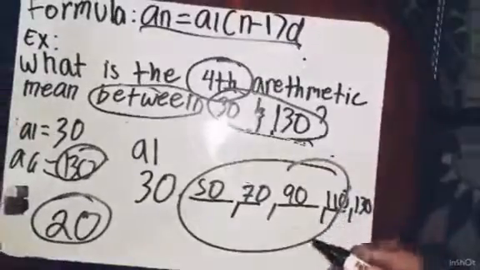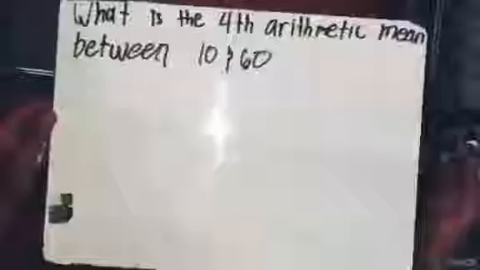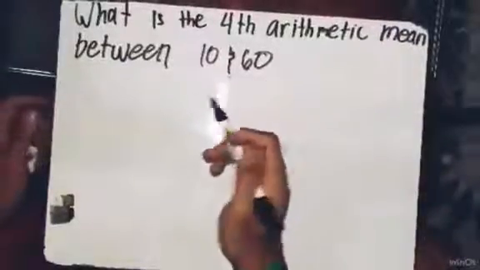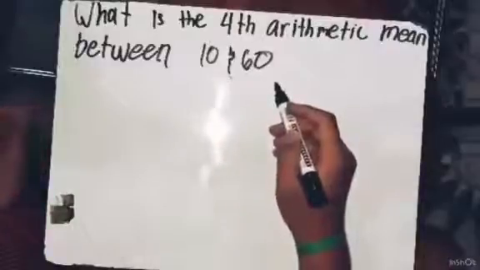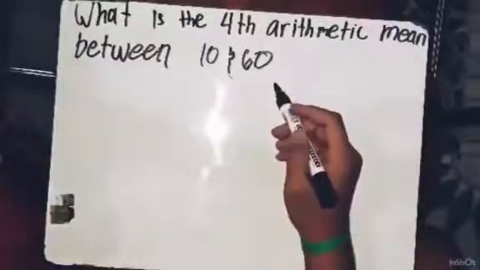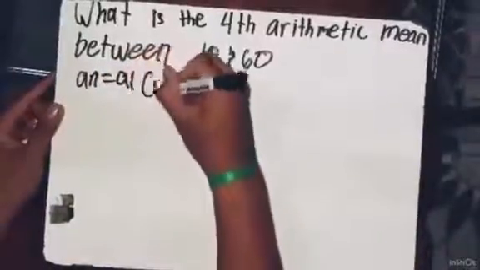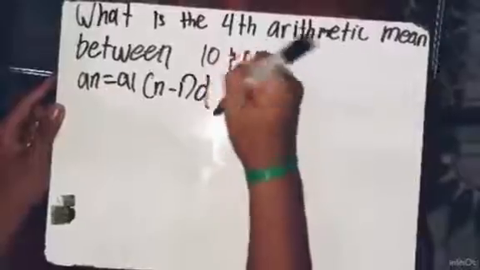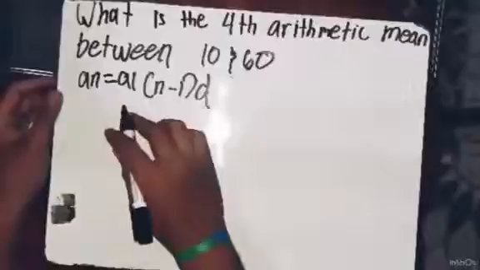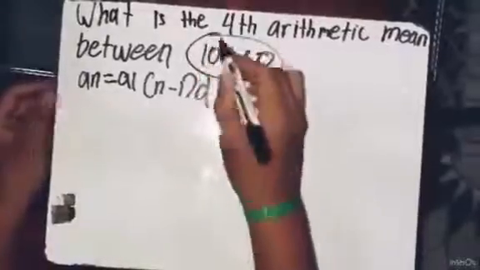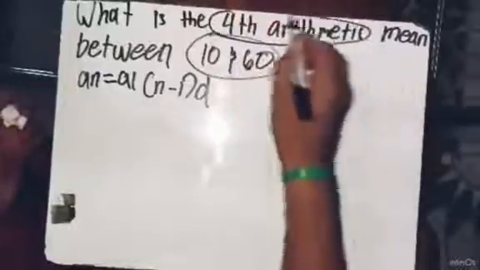Okay? Now, let me give you another example. So this is another example. What is the fourth arithmetic mean between 10 and 60? So, like I said, we're going to use the formula like last time. So it will be an equals a1 plus (n minus 1) multiplied by d. So, like last time, we're going to get an and a1 by these two numbers. And we're going to get the a6 and a1 by doing this.